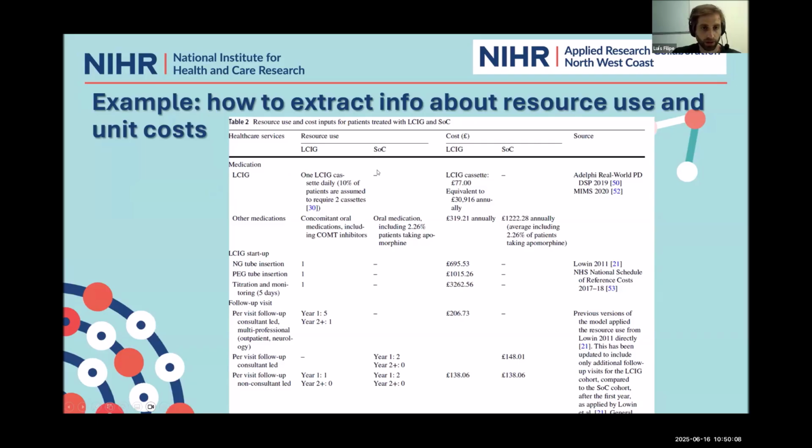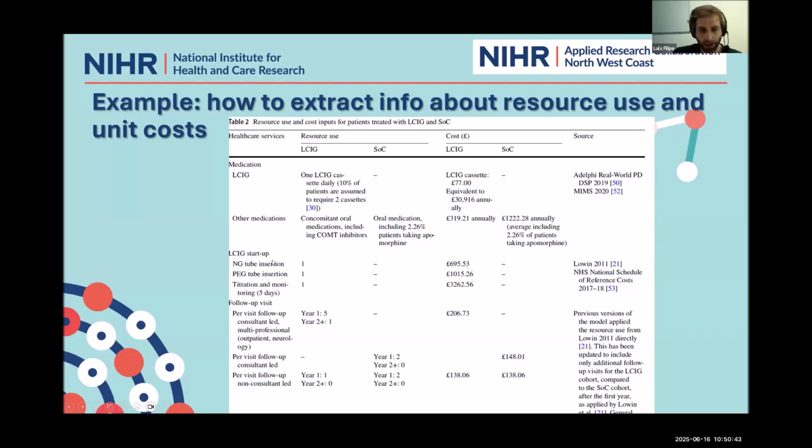Because the standard of care, we are comparing to the standard of care, there's nothing here to be said. But then other medications, so you have here the concomitant oral medications included in these COMT inhibitors, and you have again their costs, which are these 319 annually. So in this case, for standard of care, you have the oral medication that are given, and again, also the costs of this medication.